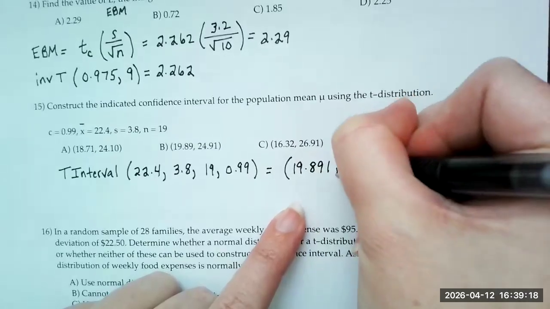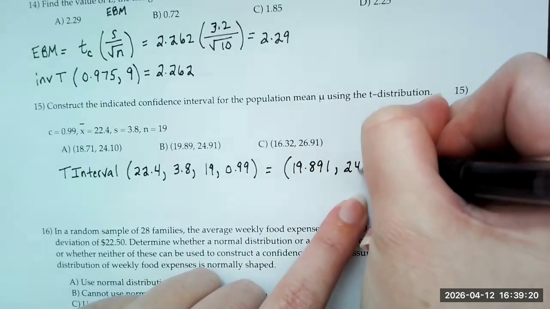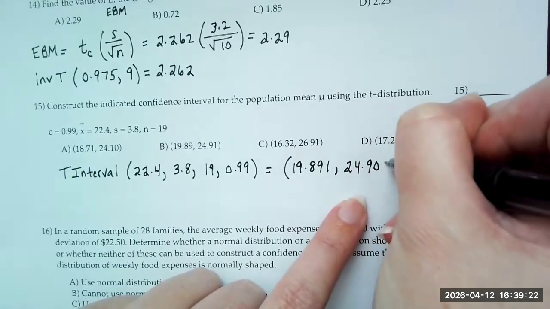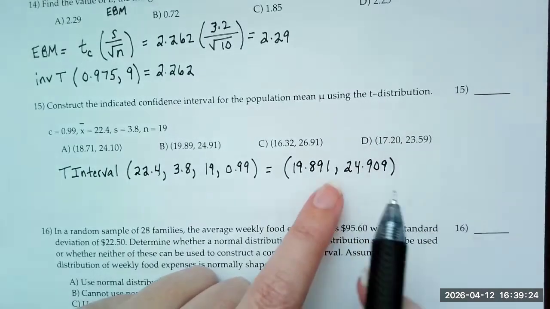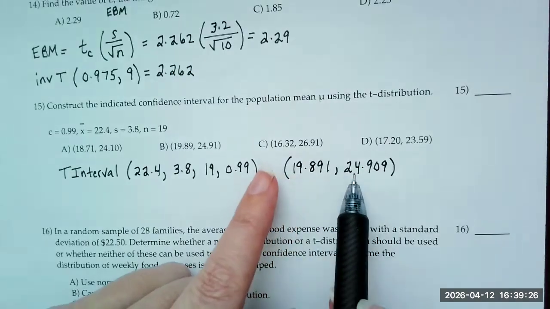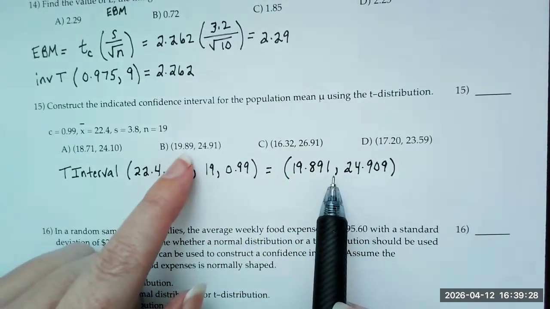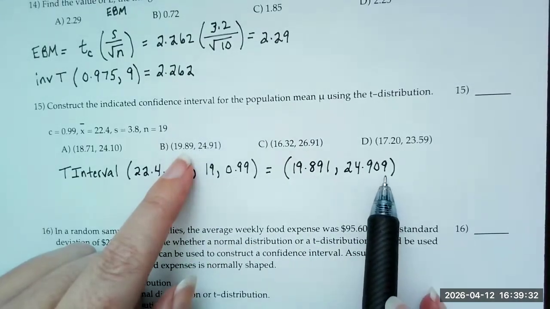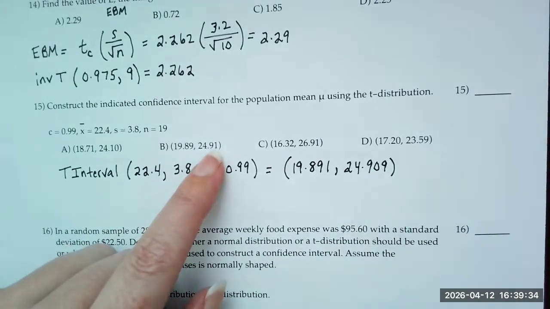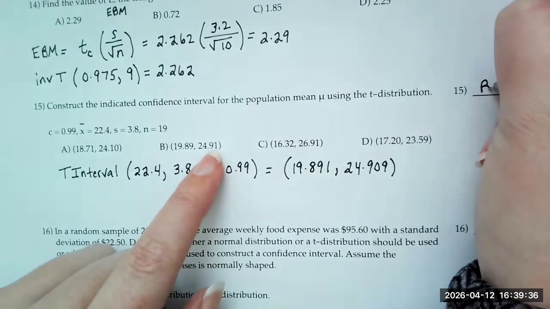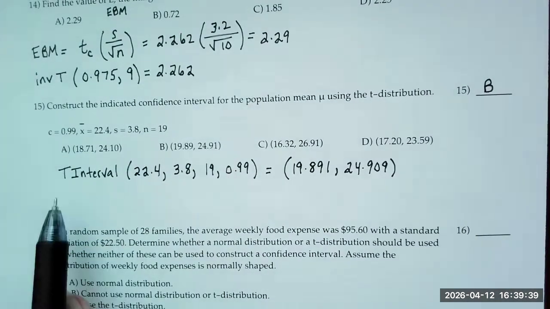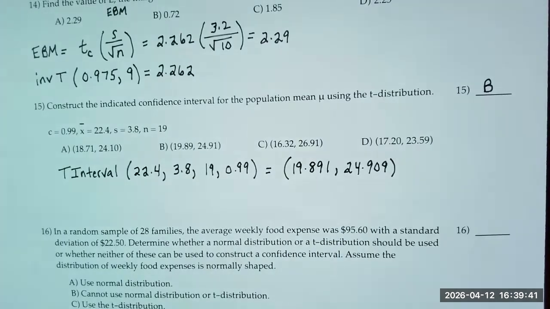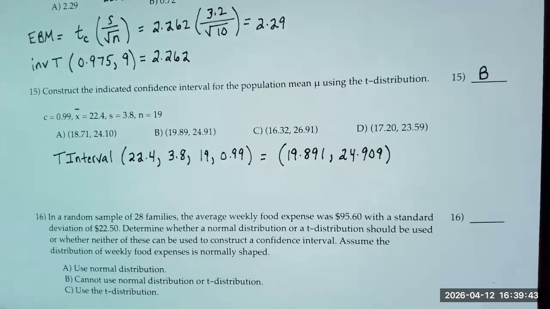19.891 and 24.909. And then we need to look at which of those would match up here. So 19.89, if we round to 2 decimal places, will be there. And 24.91 would be the value here. So we're going to use answer choice B for that one. But the calculator took care of all that for us. We didn't have to do the complicated way.